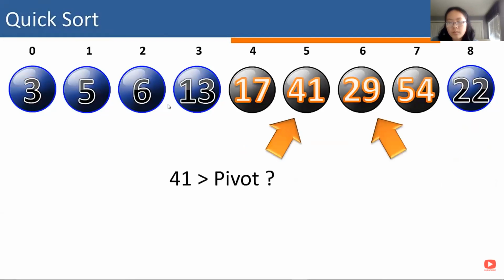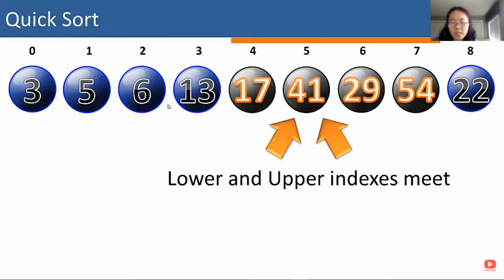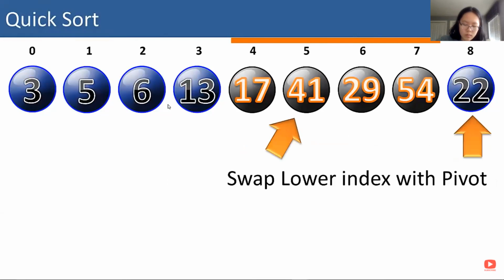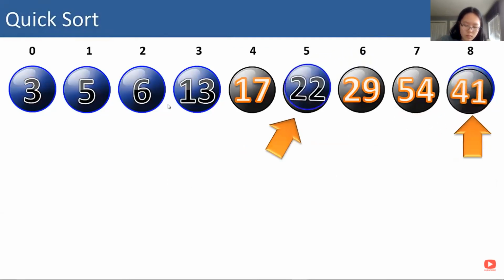Is 41 greater than the pivot? Yes. Is 29 less than the pivot? No. We move that pointer down and both pointers meet in the middle. Now we want to swap our pivot value with the 41. Now we know the 22 is in its correct position.